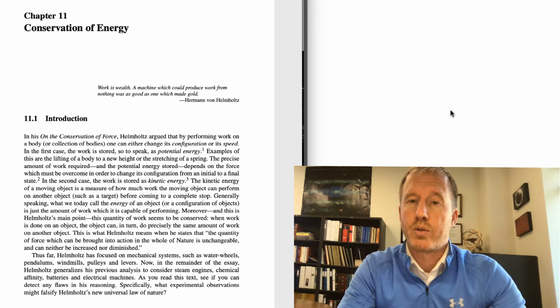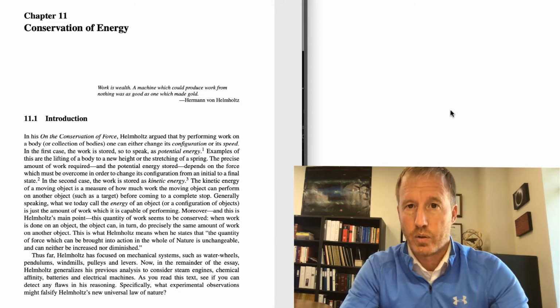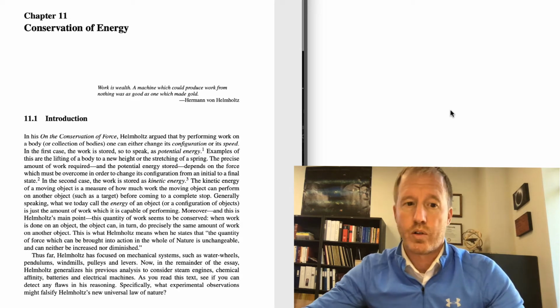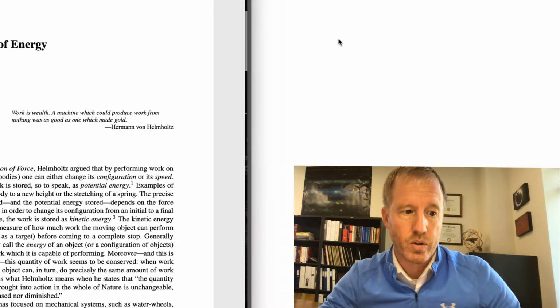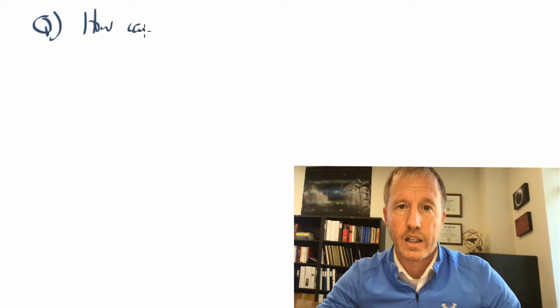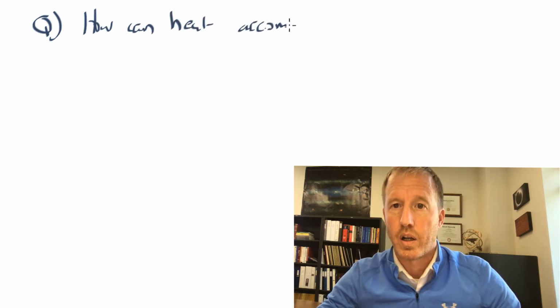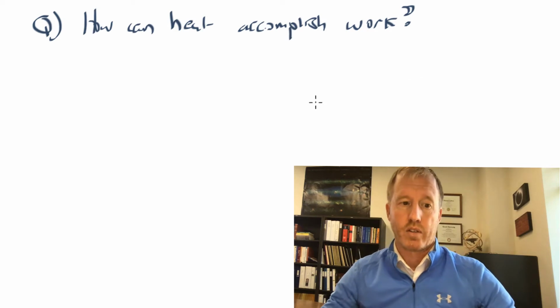If heat can produce mechanical power, why and how does it do so? And maybe to set the stage and to provide an example of the kinds of things that Helmholtz is going to be talking about, I'd like to introduce you to the concept of a steam engine. So here's the question. How can heat accomplish work? That is the general question that is being asked at the outset of this chapter.